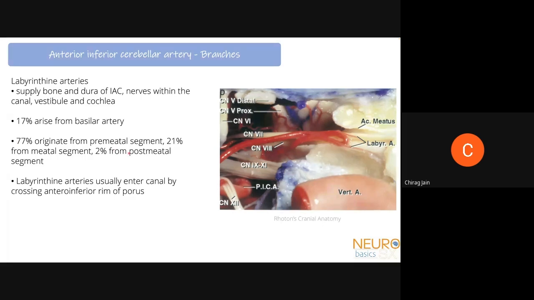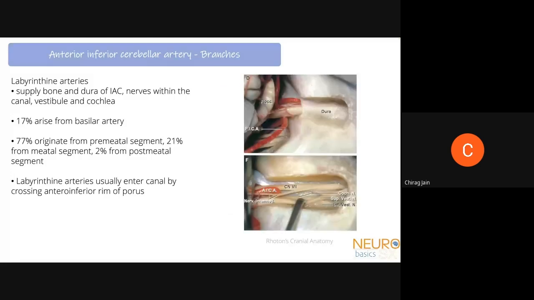When it is entering the internal acoustic canal porus, it is always going to be lying anterior and inferior to the rest of the structures at the level of the IAC. So as we can see over here, after drilling the IAC, the artery is always going to be anterior as compared to the other structures which are located here.